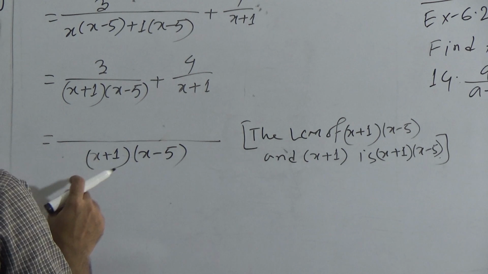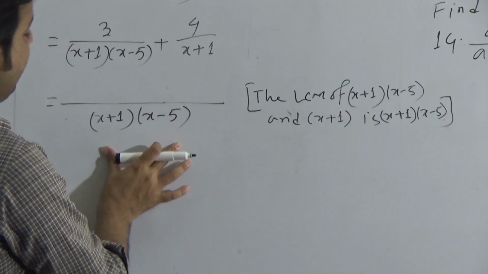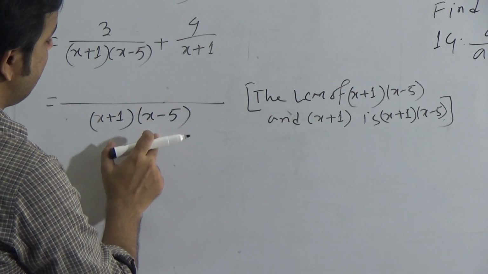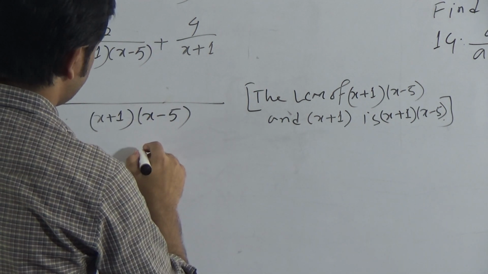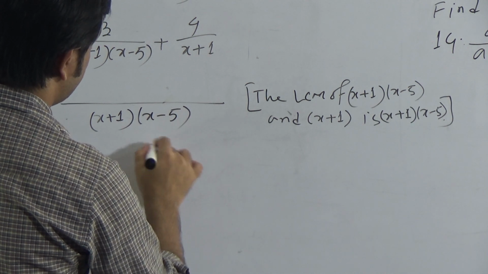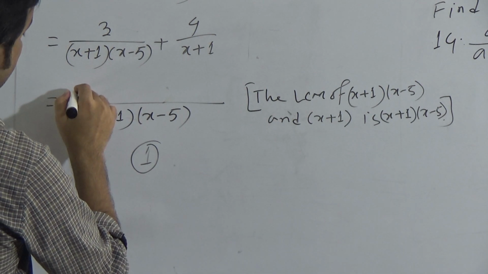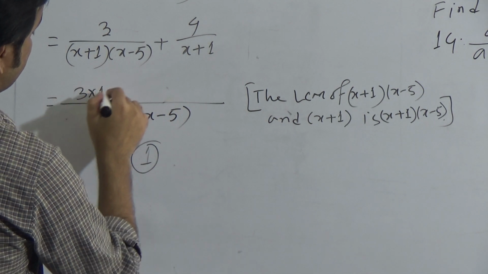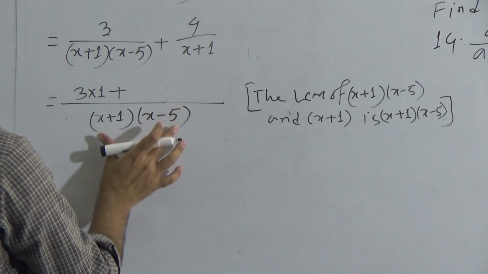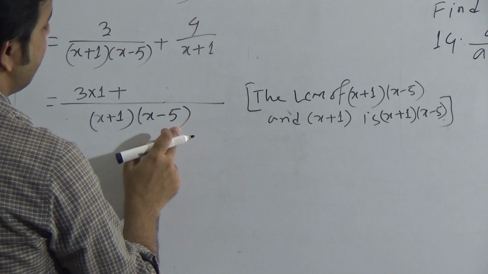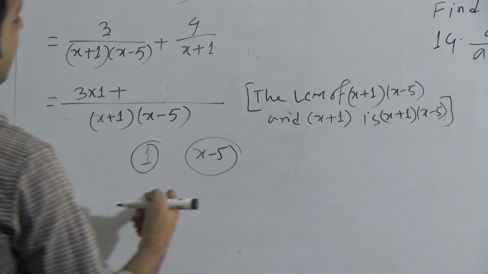Now I can divide the LCM by the first denominator of the first fraction. If we divide, this one and this one vanish, only one remaining here. So only 1 is the quotient. Now we have to multiply 3 by 1. Then plus, sorry, we have to divide the LCM by x plus 1. So x minus 5 will remain. As x minus 5 will be the quotient, we have to multiply x minus 5 by 4.